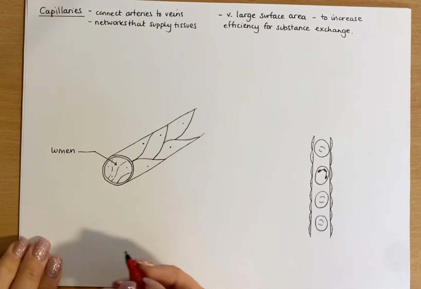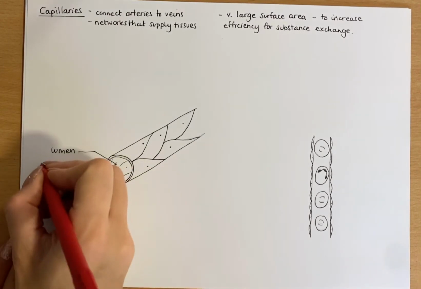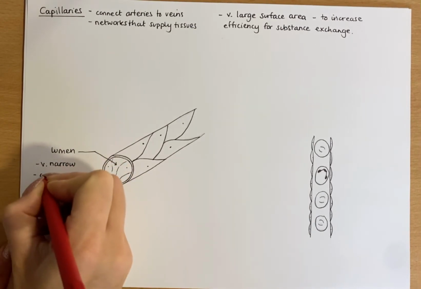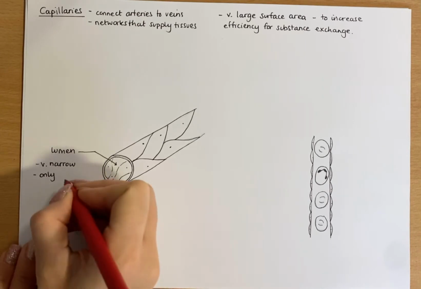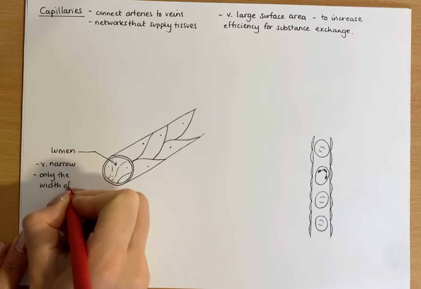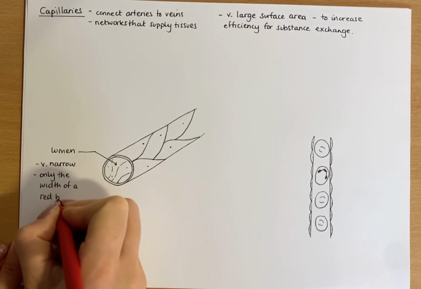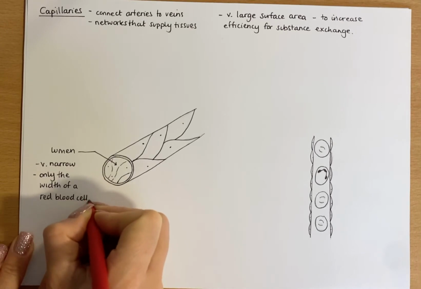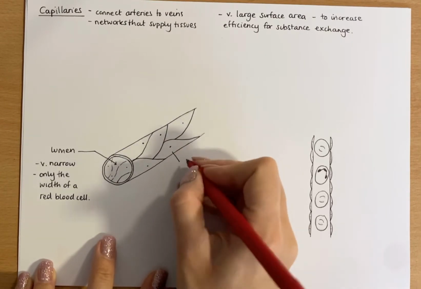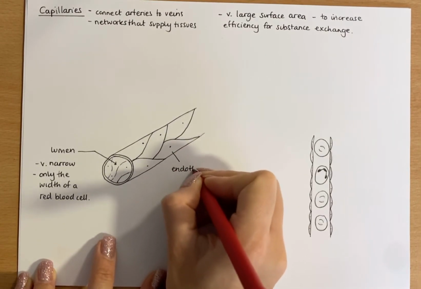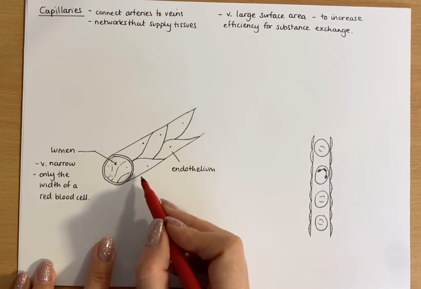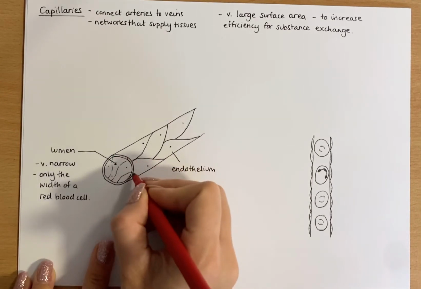Now that lumen, compared to the artery, is very narrow, to the point where it can only fit one red blood cell through at a time. So it's only about the width of a red blood cell. So that's microscopic. Now the other layer, which all the other blood vessels have as well, is this endothelium. And notice it's only one cell thick. So that is one cell across in that lining.